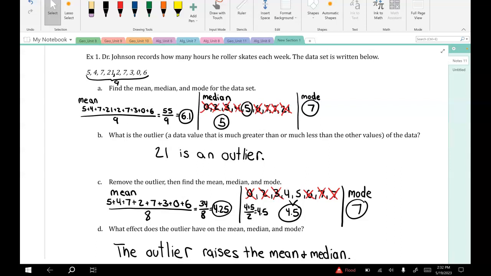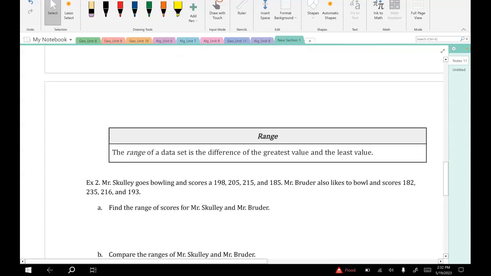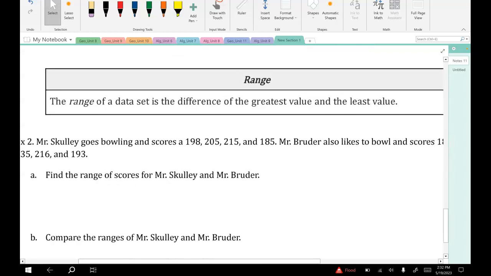We'll flip to the back side now, and our last topic is range. The range of a data set is just the difference between the lowest value and the highest value. Some people call it your spread: the spread between your highest value and your lowest value.